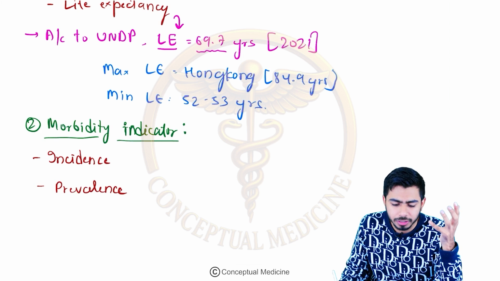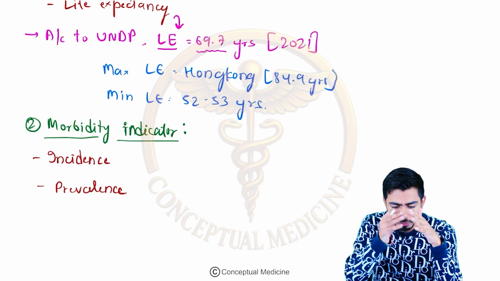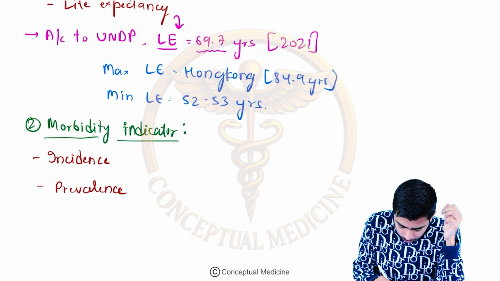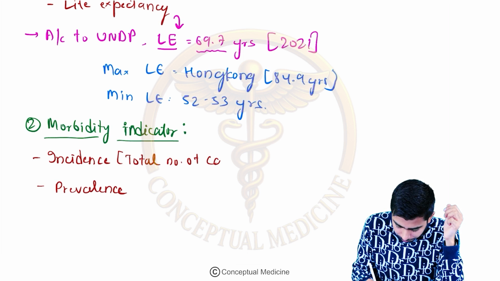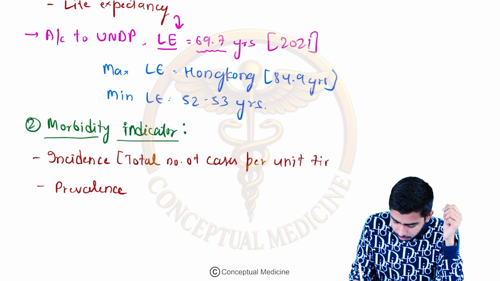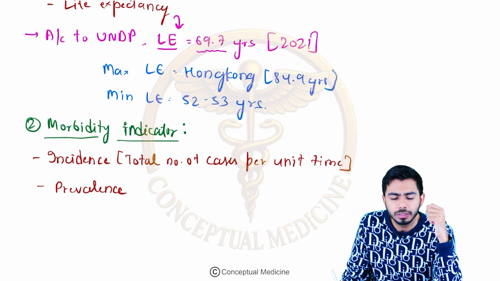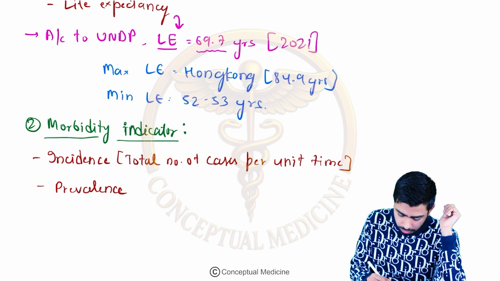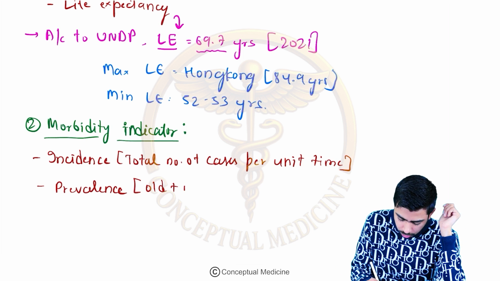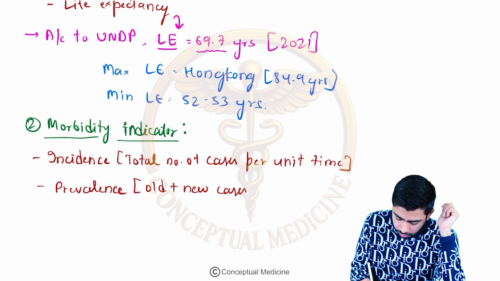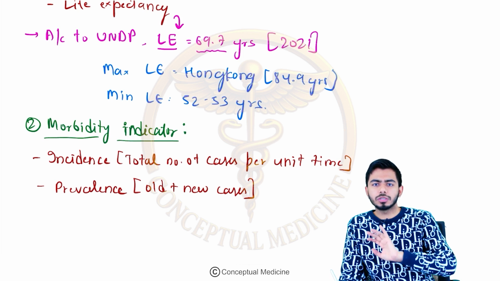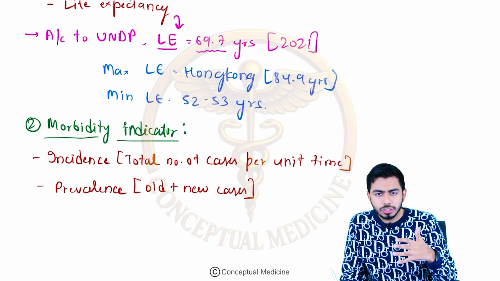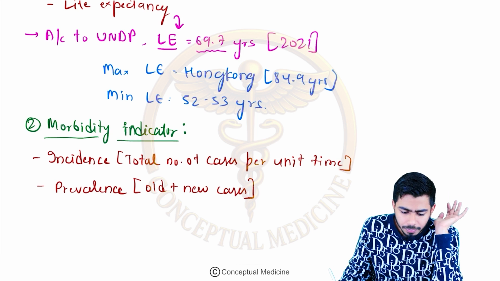Okay, what do I mean by that? Incidence is telling you the total number of cases per unit time. And prevalence is telling you the old plus new cases in a community. Old plus new cases is prevalence; total number of cases per unit time is the incidence, right?